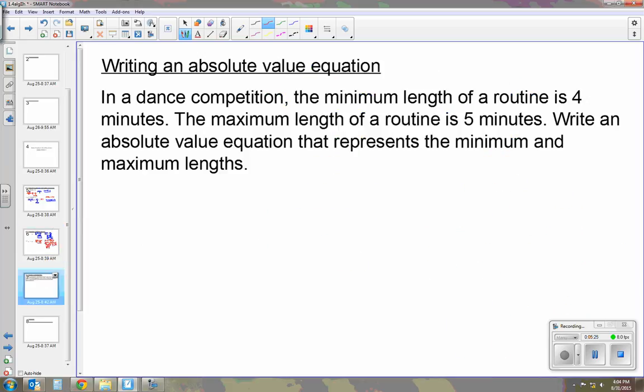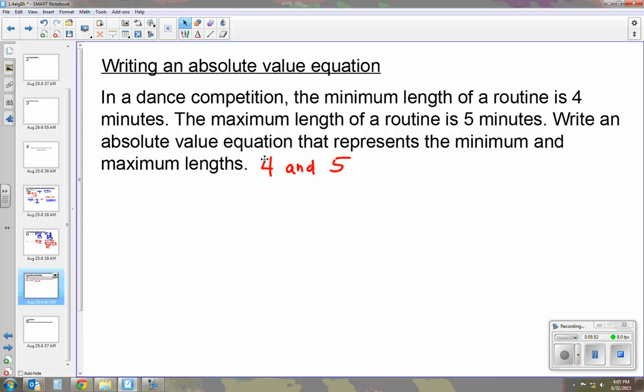Okay, now our very last problem is a word problem. It says write an absolute value equation. In a dance competition, the minimum length of a routine is 4 minutes. The maximum length of a routine is 5 minutes. Write an absolute value equation that represents the minimum and maximum lengths. Well, this is just like the same ones that we did at the very first. So we are between 4 and 5. Those are our two solutions.